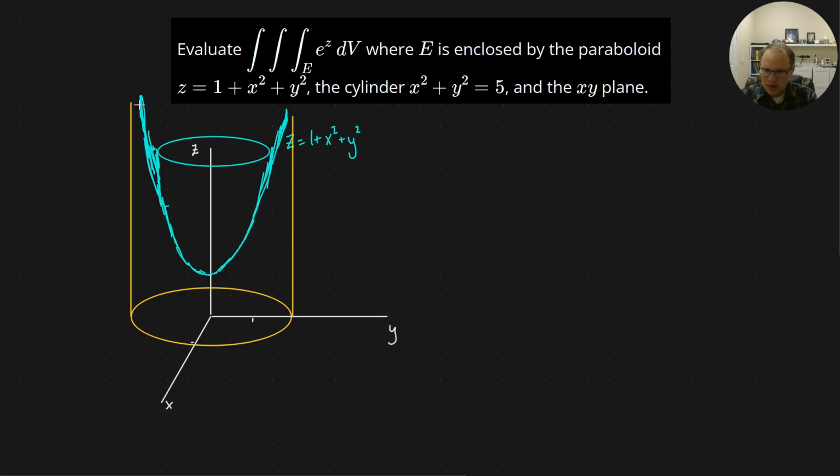Okay, so hopefully you can kind of see what's going on here. The paraboloid and the cylinder aren't meeting up very well in my picture. Hopefully you get the idea. Let me draw it again, a little nicer now that we have an idea of what we're dealing with.